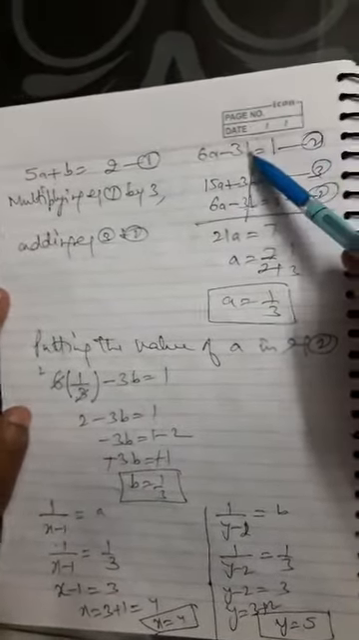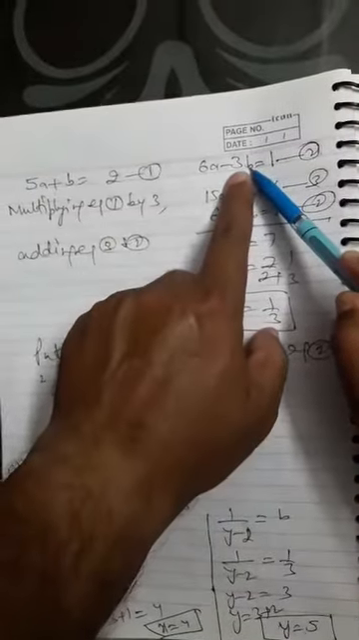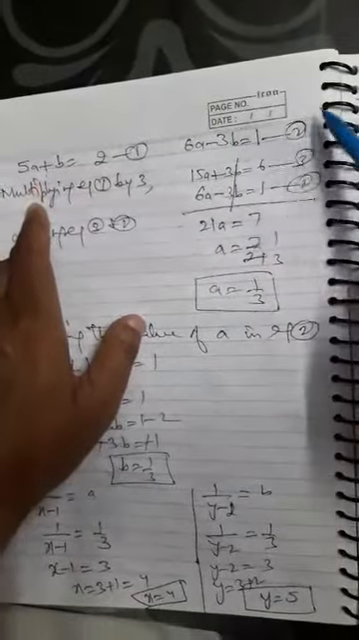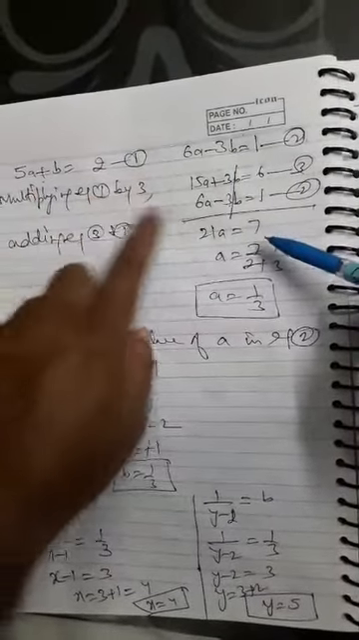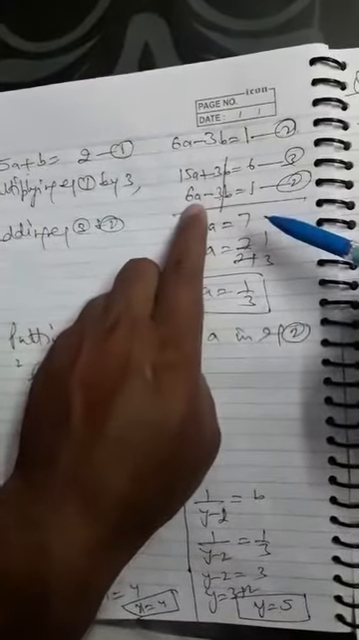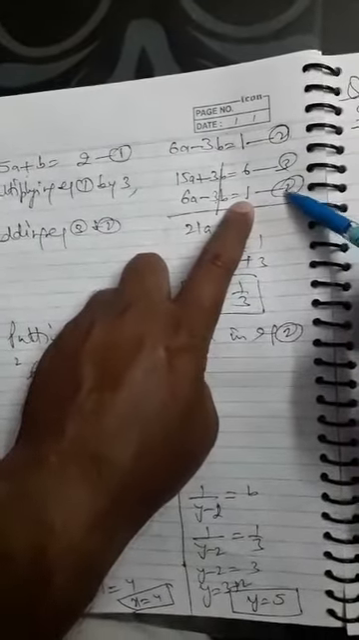I want to equate the coefficient of b. Here the coefficient of b is 3, here it is 1. So what I will do, multiplying equation 1 by 3, that is 15a plus 3b equal to 6, and 6a minus 3b equal to 1 will remain as it is.